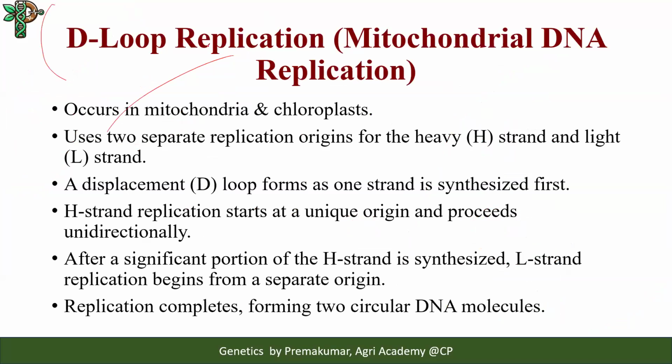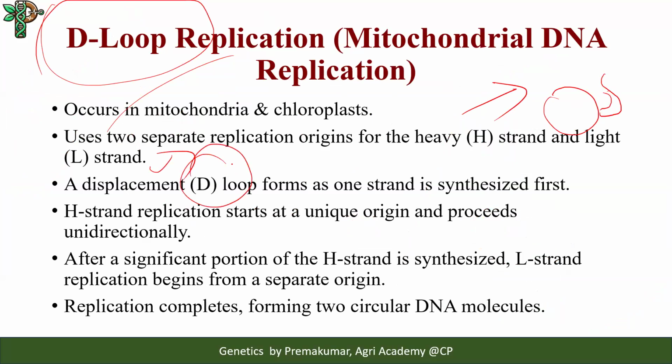Then another type is called D-loop replication. There is a formation of one loop within which your replication will happen. It has two strands, the heavy strand and the light strand. There is a formation of the D-loop, then the strand is synthesized in that loop, and there is a formation of a new strand. Generally, this occurs in the mitochondria and chloroplast. And you should remember this much, it is more than enough.